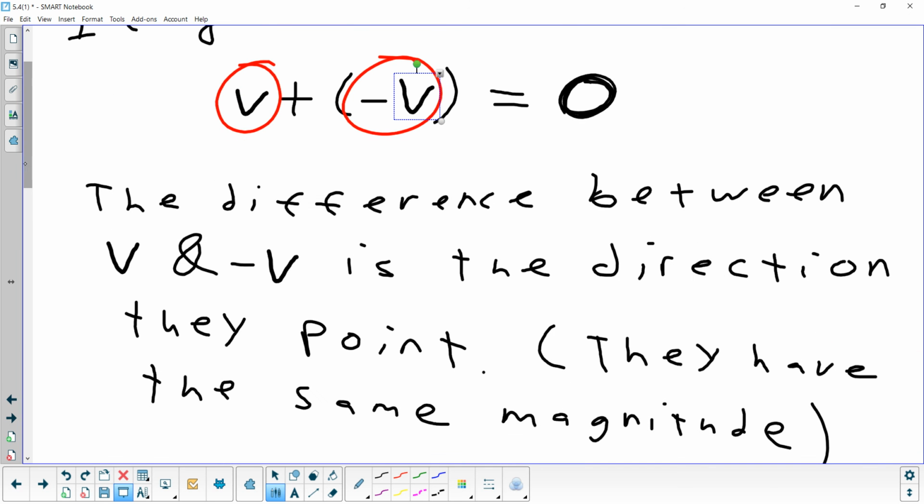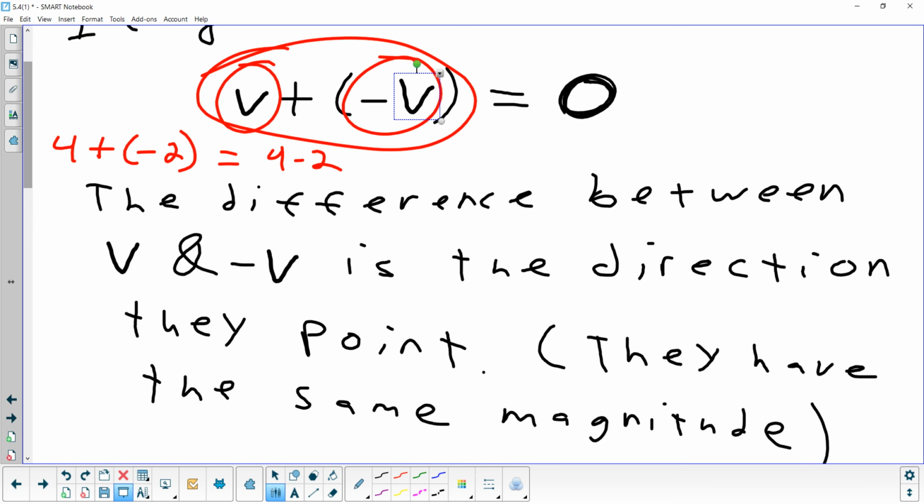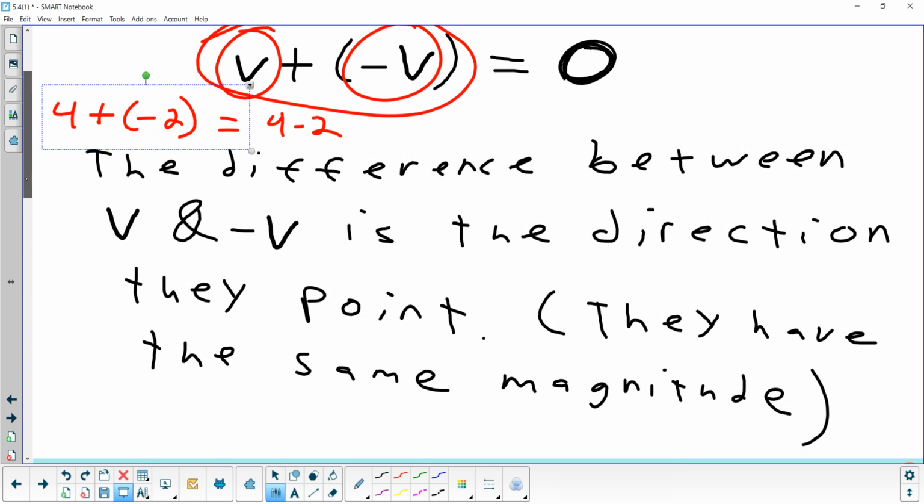Let's say we had 4 plus negative 2. What's another way to think of that? 4 plus negative 2. Yeah, 4 minus 2. Right, that's really subtraction. So what this is going to allow us to do is subtract 2 vectors. We already know how to add 2 vectors. Well, to subtract them, we're going to pretty much do the same thing. We're going to add the opposite of a vector. That's how you do subtraction.